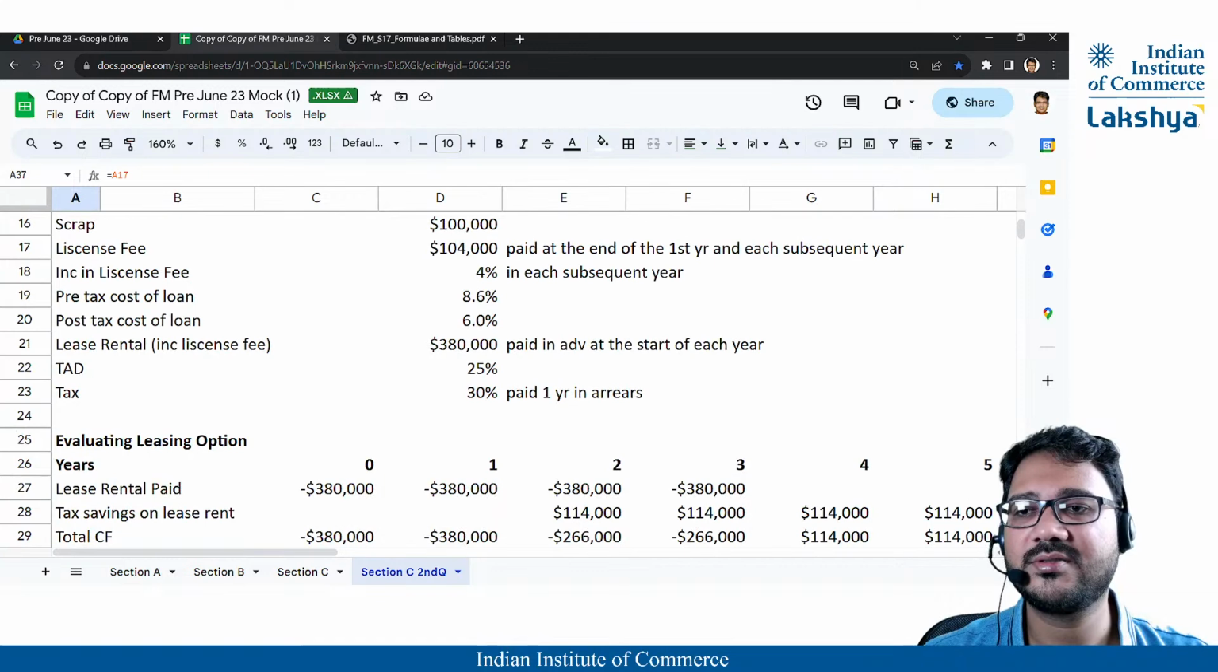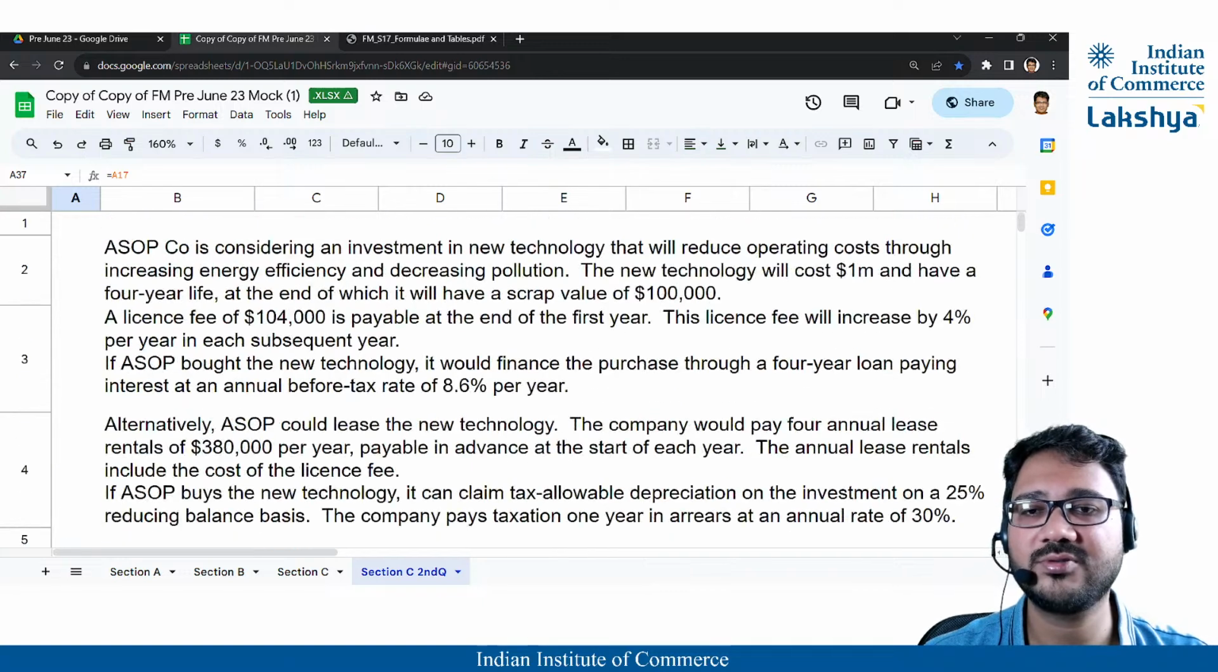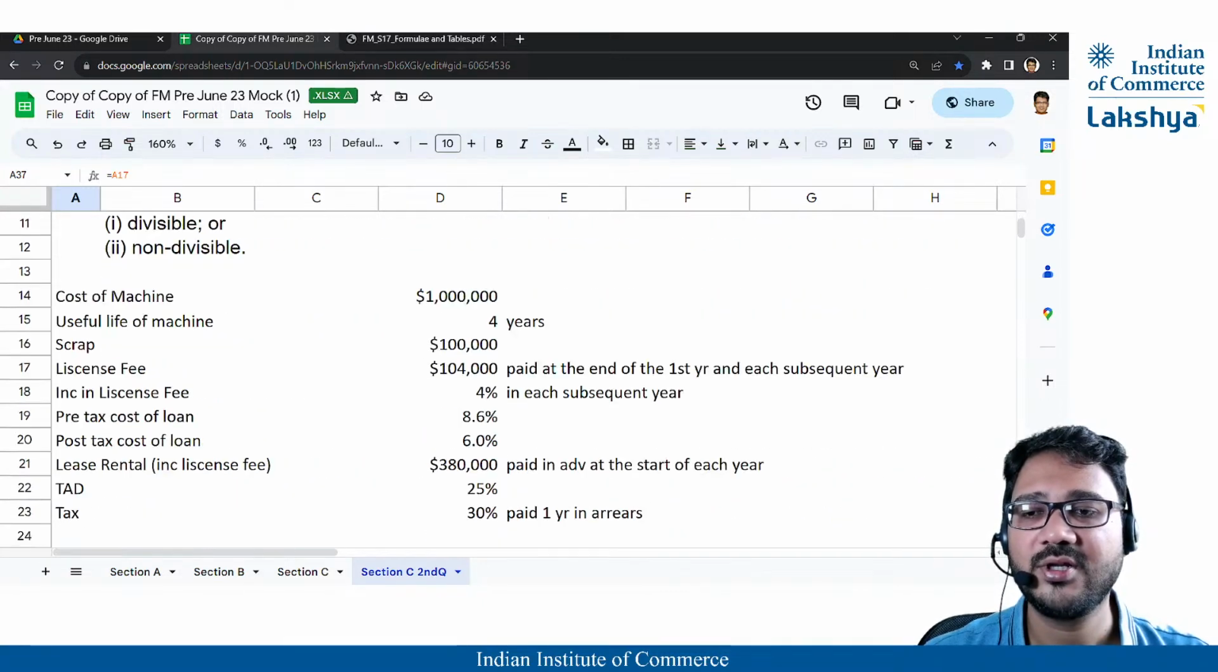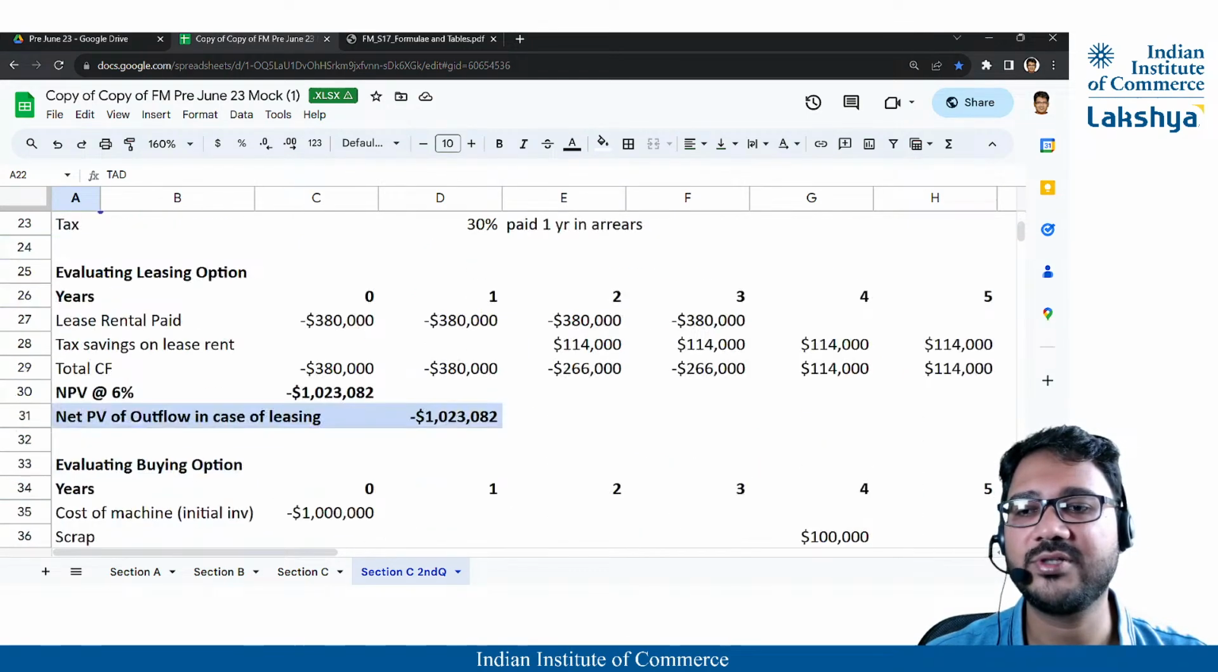License fee is done. What else? License fee, increase in license fee, pre-tax cost of loan. Yeah, so these are the only cash flows. Let's just go to the question again. No, there was one TAD. Okay, so tax allowable depreciation is what we need to do.